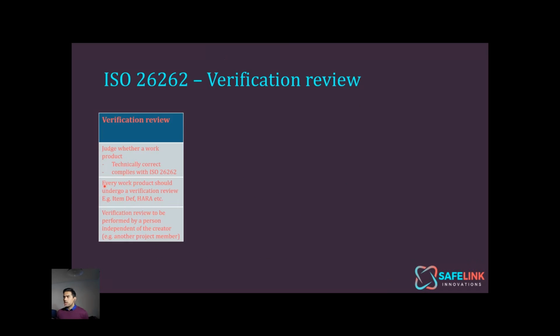Let's start with the verification review. The purpose of a verification review is to judge whether a work product is, number one, technically correct, and number two, whether it complies with the ISO 26262. So every work product that is created in the ISO 26262 undergoes a verification review. For example, if you create an item definition, it is going to be reviewed at least by another person to check whether it's complete, it's correct, and everything that needs to be captured is in there.